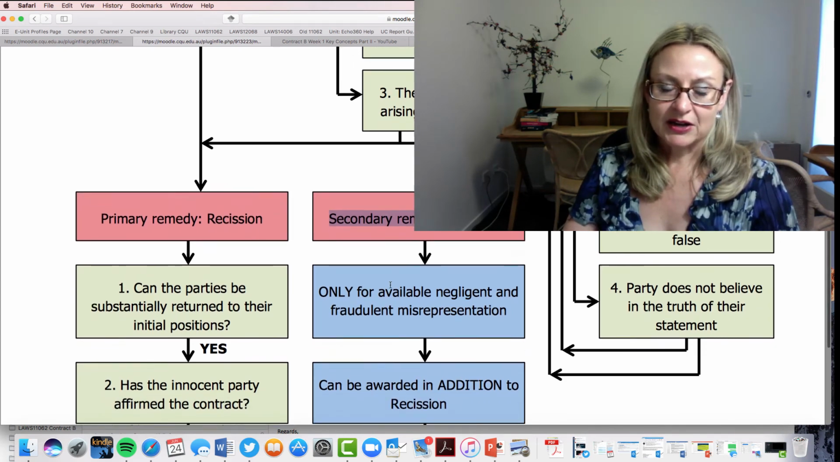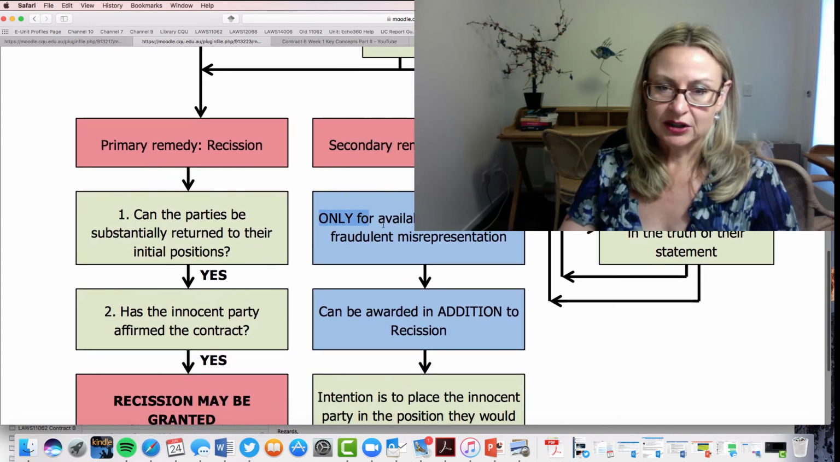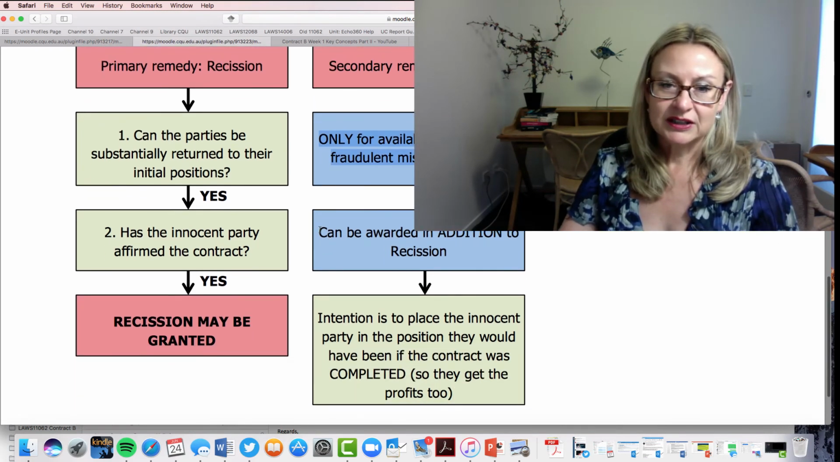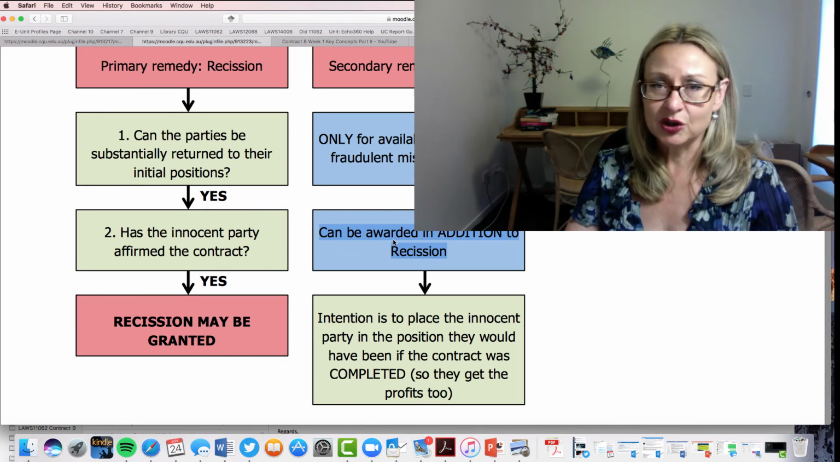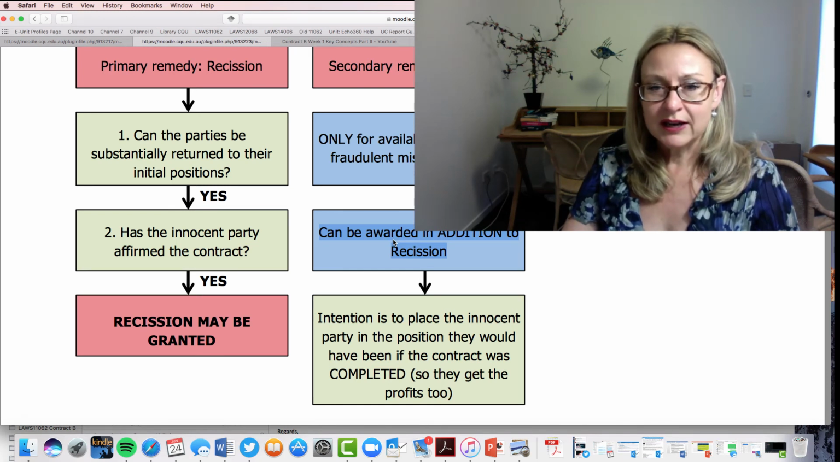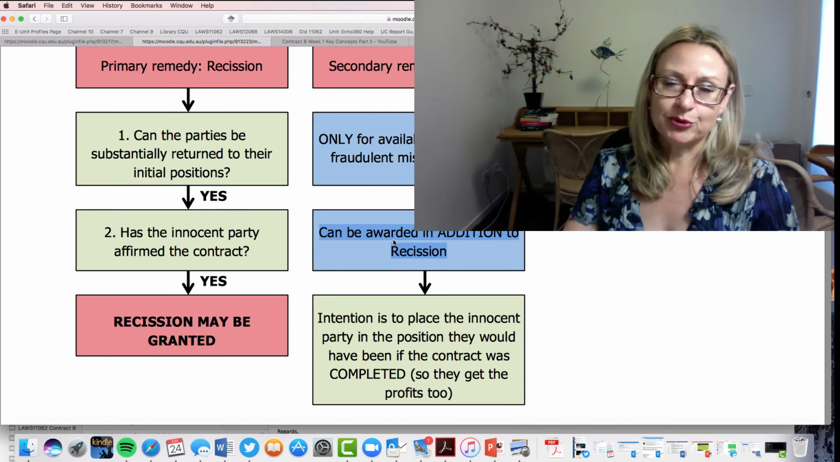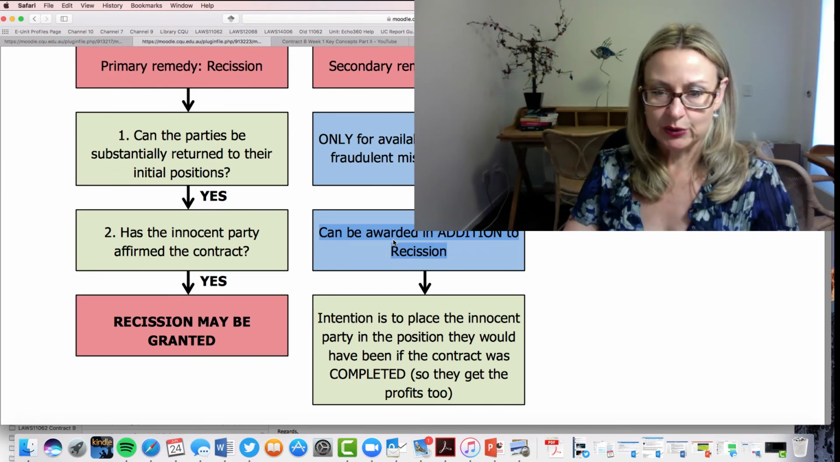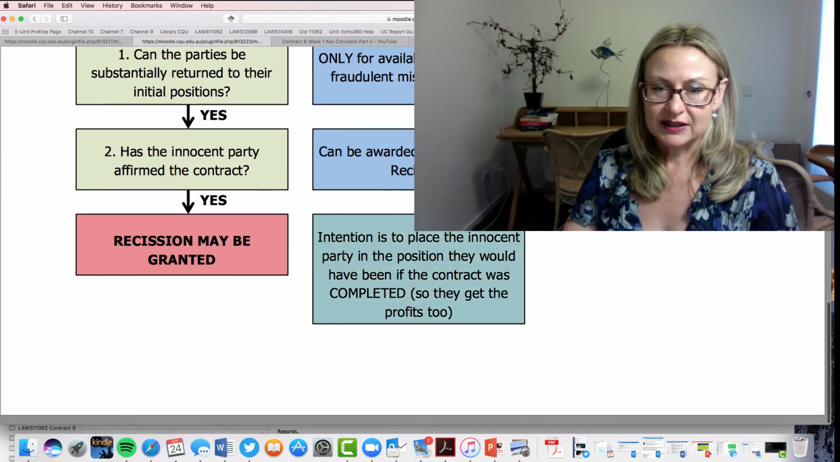Okay, now as you can see here from the flowchart, only for negligent and fraudulent, and it's cumulative, not sole. So you can get out of your contract and also be compensated for any out-of-pocket expenses that you've got in order to get you back to that pre-tort position that you were in. So there you can see the object of those damages there.